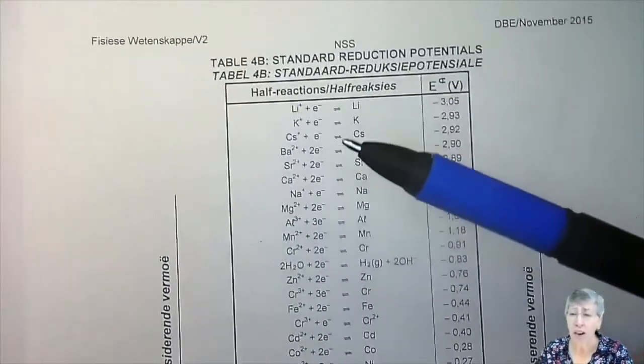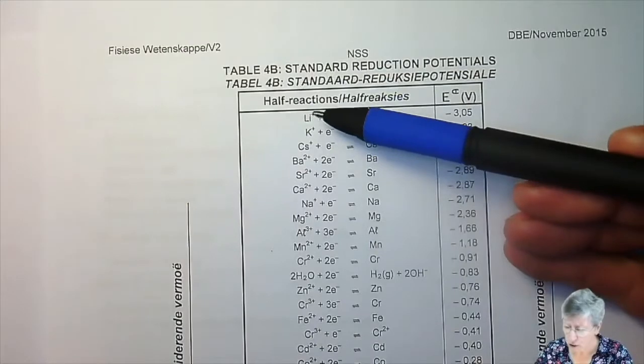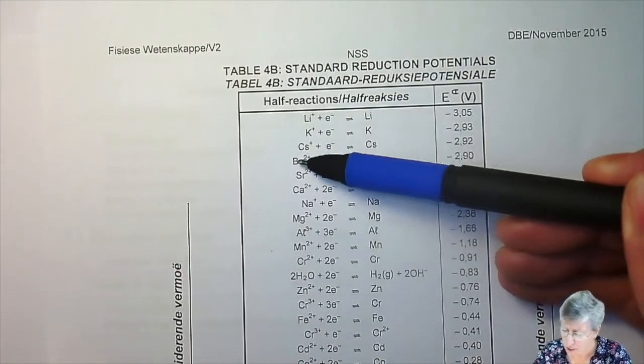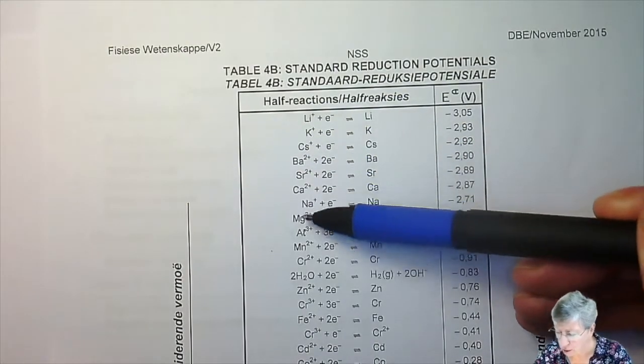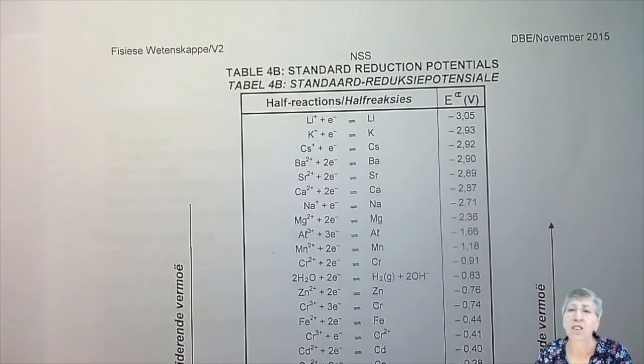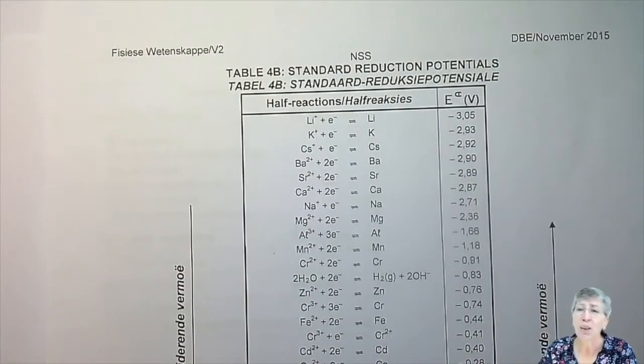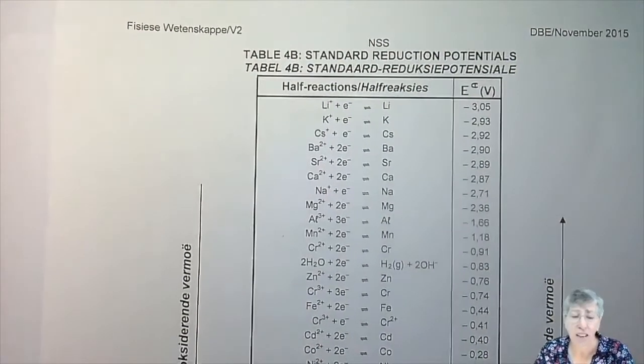So really, guys, you have to go down and check. Do you know lithium, potassium, cesium, barium, strontium, calcium, sodium, magnesium, and right down to the end to make sure that you can identify the correct half reactions.